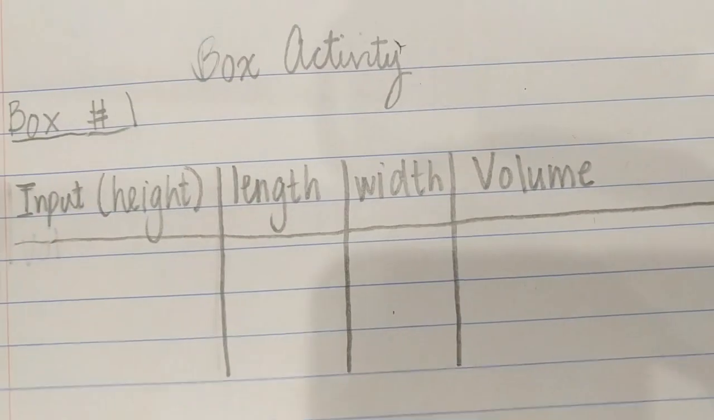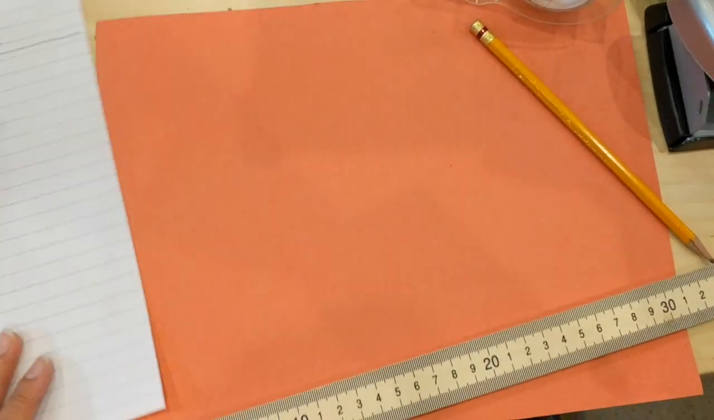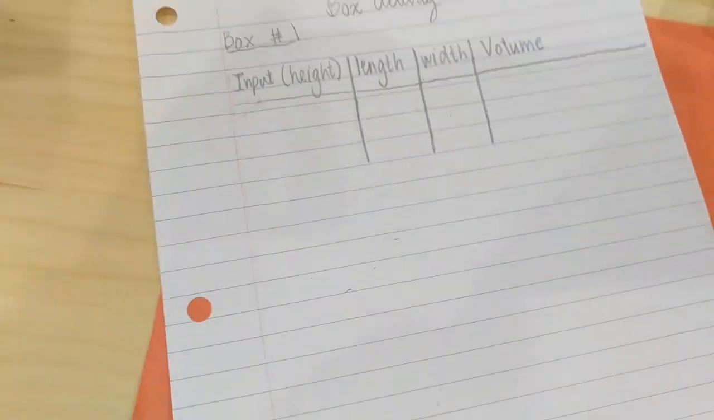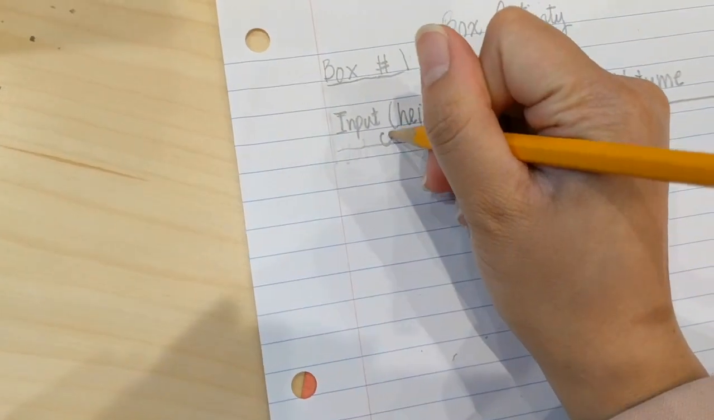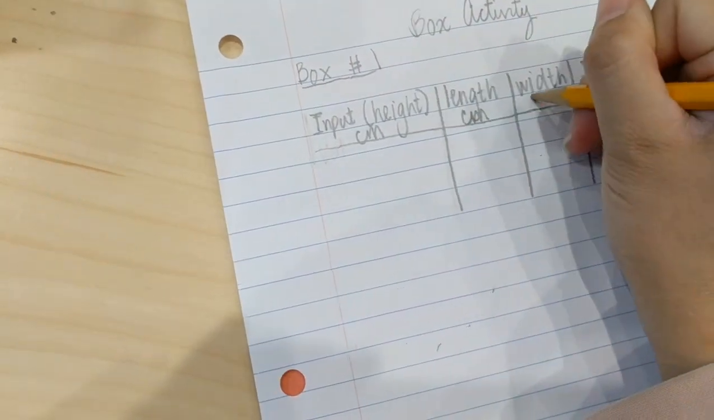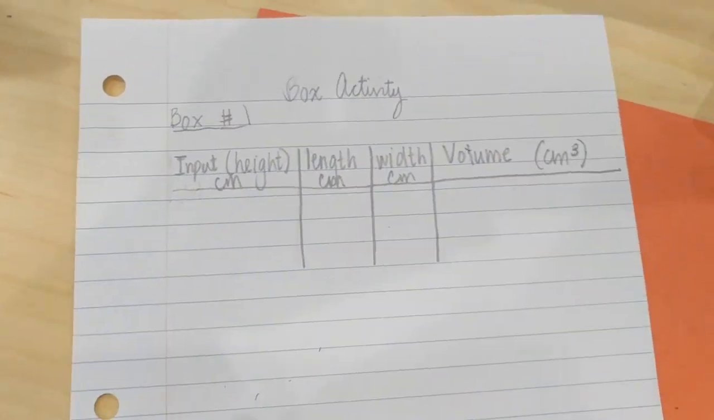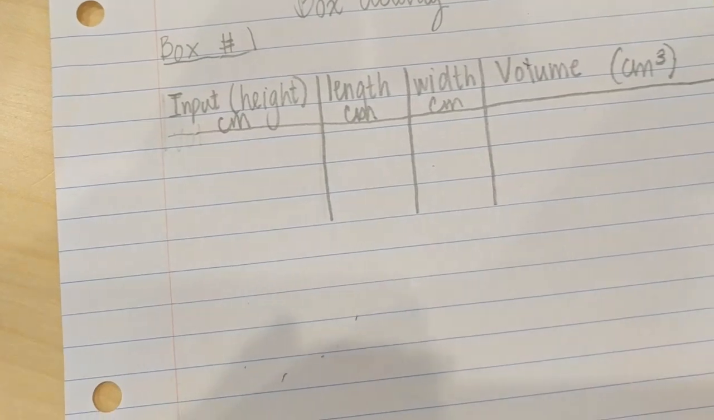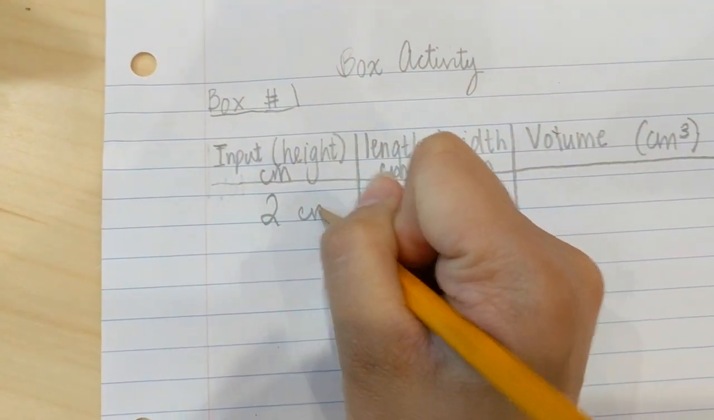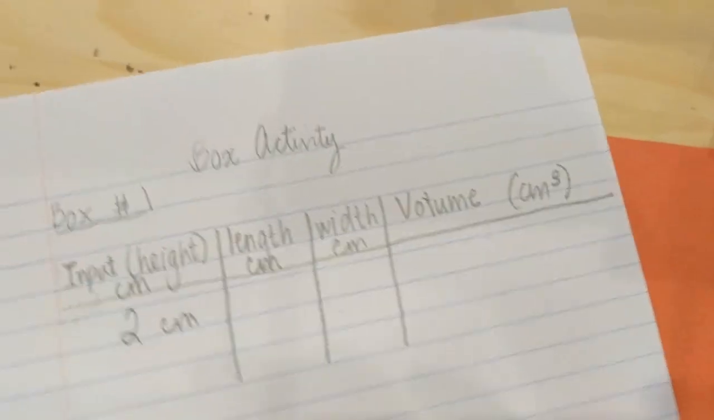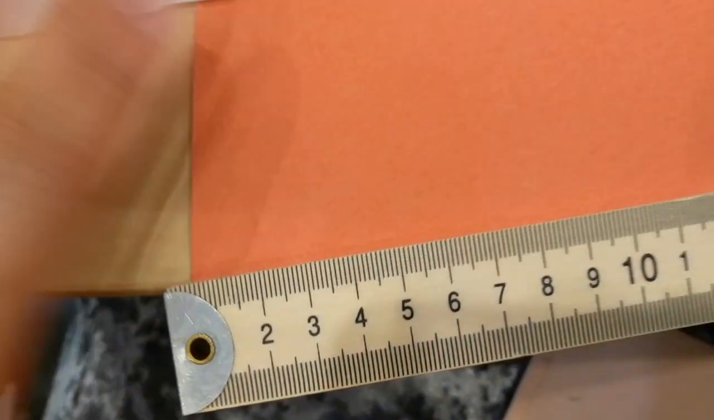Okay, so the next thing you want to do is you choose an input. Your input is essentially the square that you are going to cut out from the corner of your big rectangle piece of paper. So you're going to choose your input. It has to be in centimeters. Actually, all of your input here is in centimeters, and volume is in centimeters cubed. Okay, so you're going to choose some number of centimeters for your input. For me, I'm just going to choose 2 centimeters. And that input is the squares you're going to cut out of your corner of your rectangle.